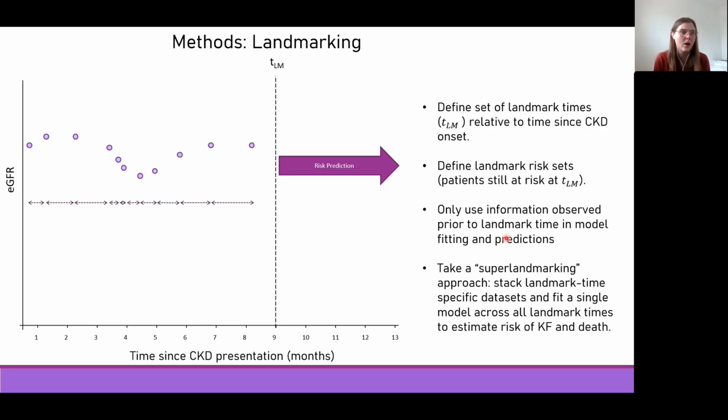The typical landmarking framework actually fits separate prediction models at each landmark time, but that's a little bit inefficient. So we took what's called a super landmarking approach, where you stack the individual landmark data sets together and fit a single model across them. And I'll go into a bit more detail about the models and mathematical details of that in a second.